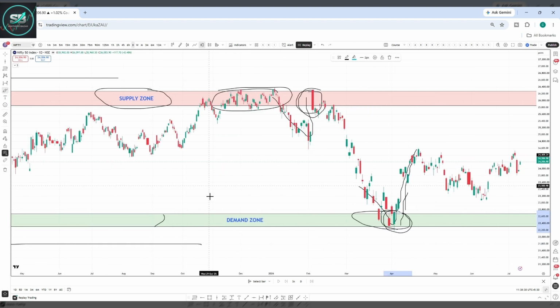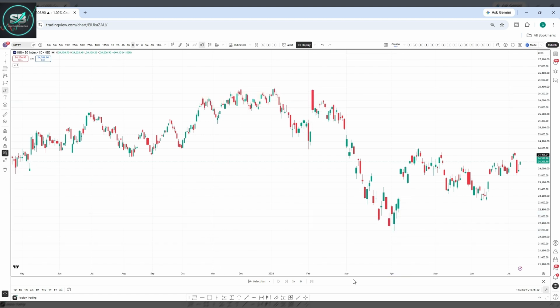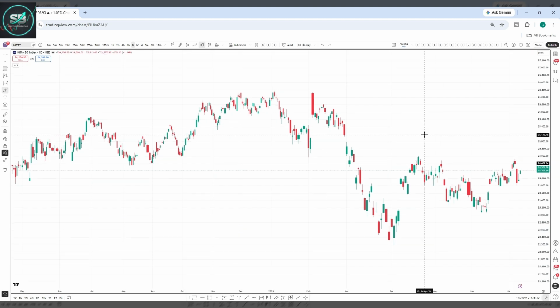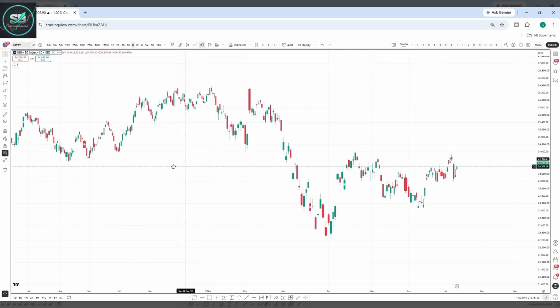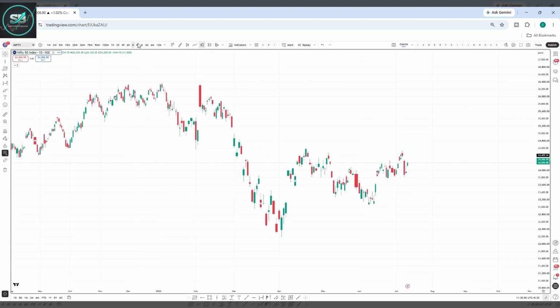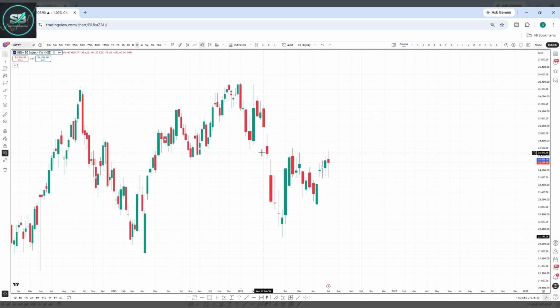So we are on the Nifty chart. Let me clear this. We will go and see the supply and demand zones on the Nifty chart on the weekly time frame, and then we will come back to the daily time frame because that is where we are going to get our entries. So let's see the weekly time frame.